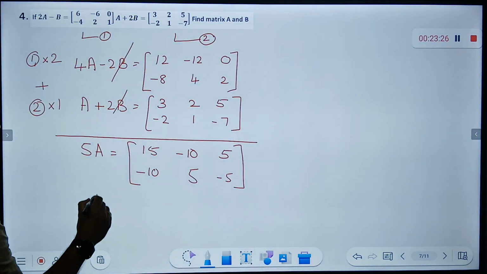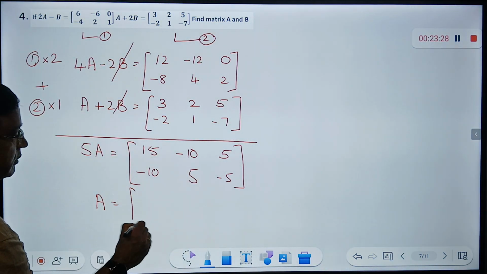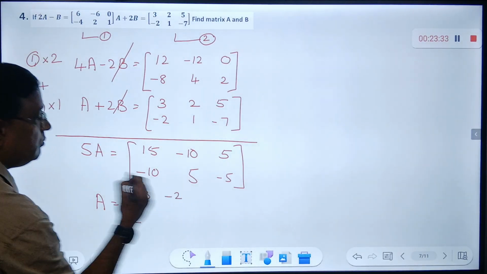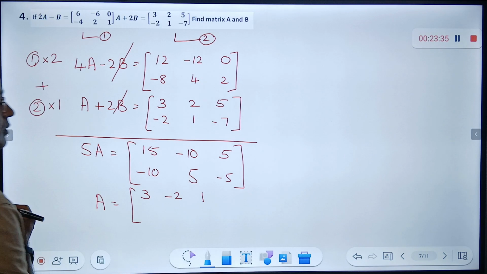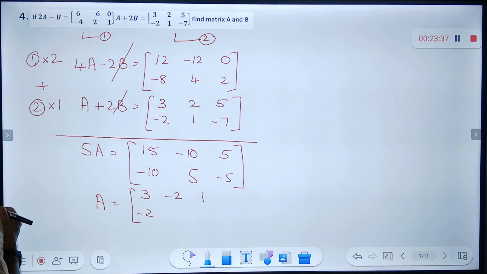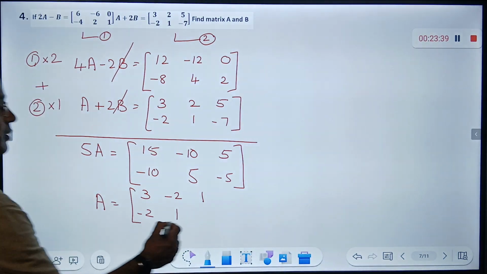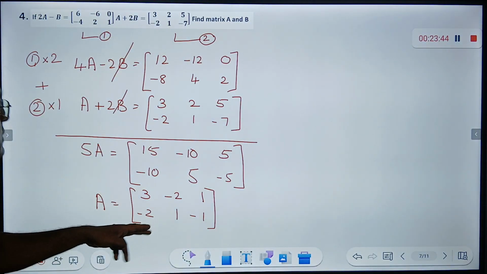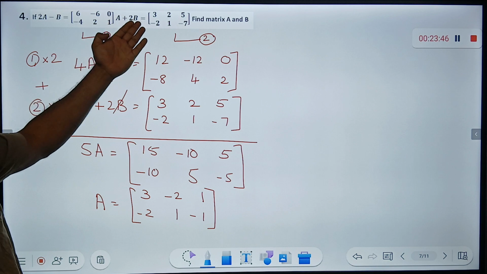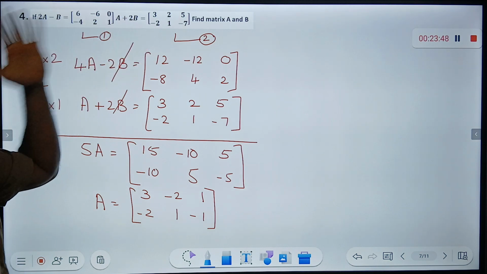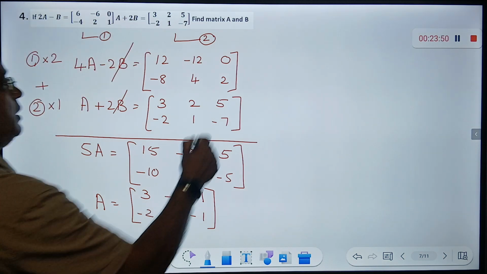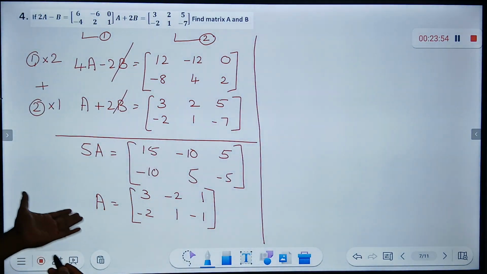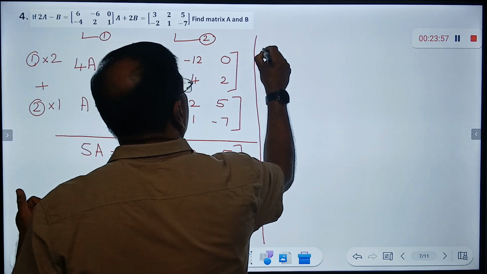So from this you get a. What is a? A will be, divide by 5. You get 3, minus 2, 1, minus 2, 1, minus 1. Now what you can do, you can take this and substitute in equation 2, you'll get the answer. I think you can do that very easily. We'll check it now.